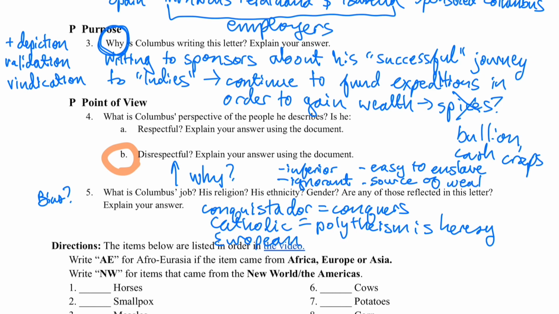Now remember, you need to do HAPP for 3 out of the 7 documents. And you don't need to do H and A and P and P for all 3. You can do any of these for all 3.